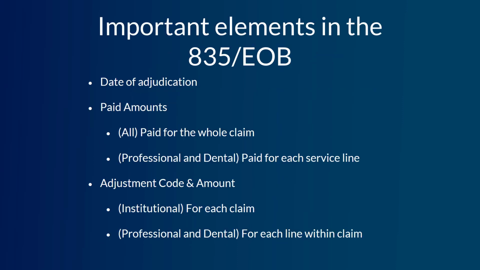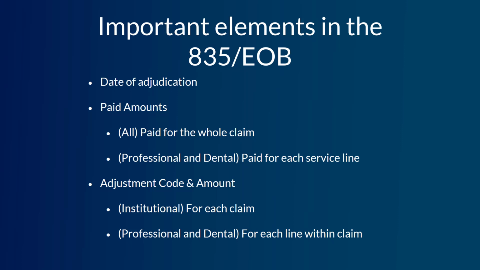When the primary insurance has finished adjudication and they've sent you back a remittance, either electronically or on paper, these are some of the main places to keep an eye out for on that remittance, because you're going to need these to build your coordination of benefits claim. First, we have the date of adjudication. This is also known as the check date. It's the date that everything finished processing with the primary payer.